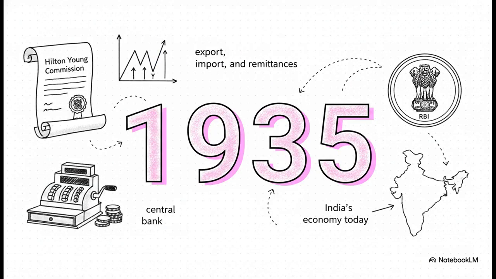And this brilliantly illustrates how historical commissions directly shape our present. Why? Because the Hilton Young Commission's recommendations to establish a central bank to monitor export, import, and remittances directly led to the establishment of the Reserve Bank of India in 1935. Think about that. The RBI, the very institution managing India's massive economy today, started right here.